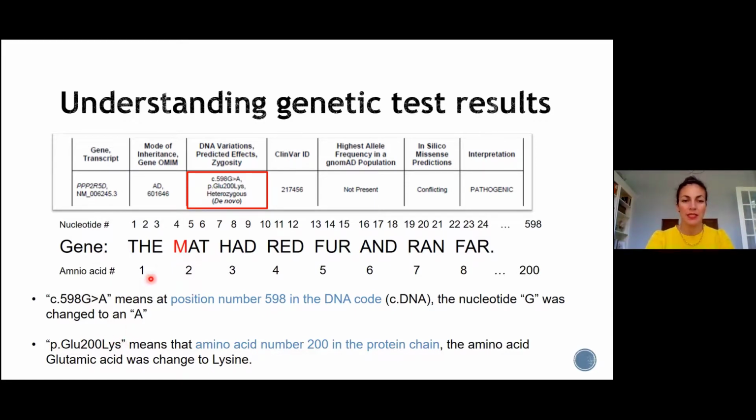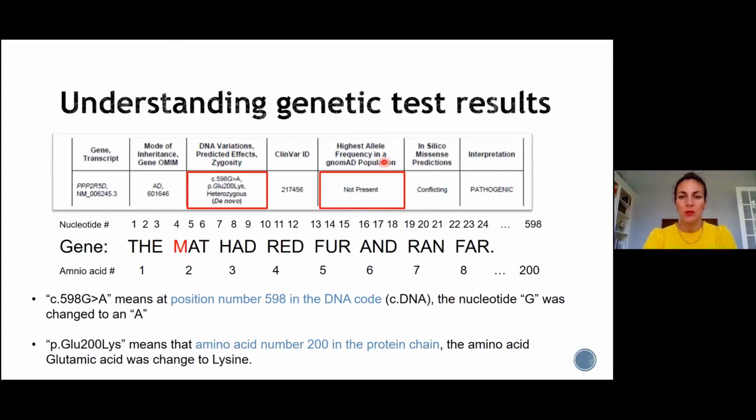So the amino acids are the words here. This 3-letter word is amino acid number 1. This 3-letter word is amino acid number 2, all the way to amino acid number 200. So these are those beads on the necklace. At this position, where it should have been this amino acid, it was changed to lysine, and that is a different bead, and it's going to change the entire structure of that sentence, that necklace, that protein. I hope that's clear as mud.